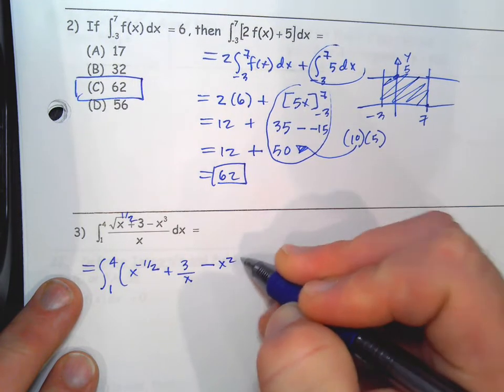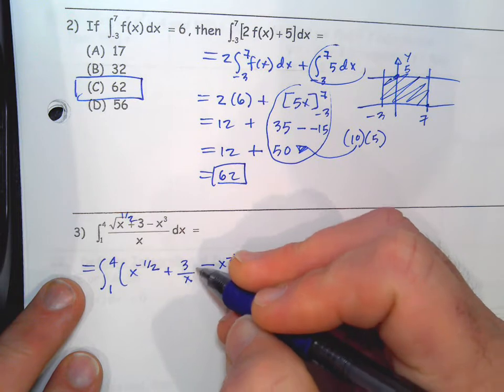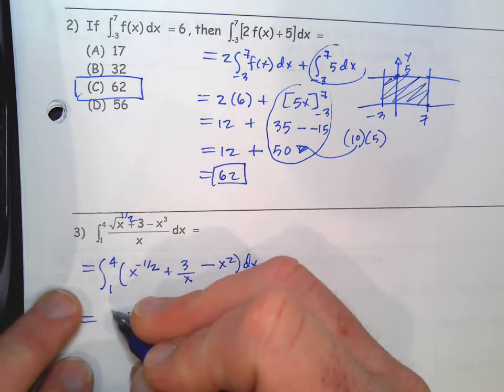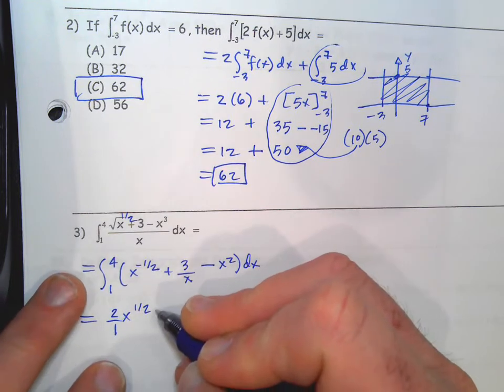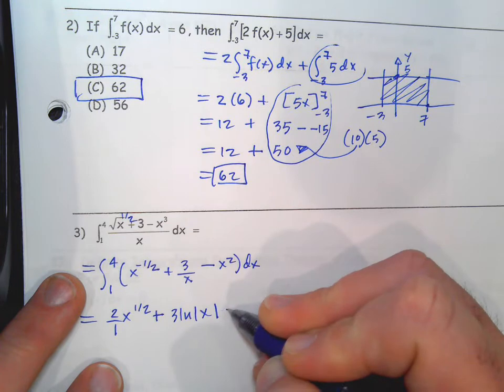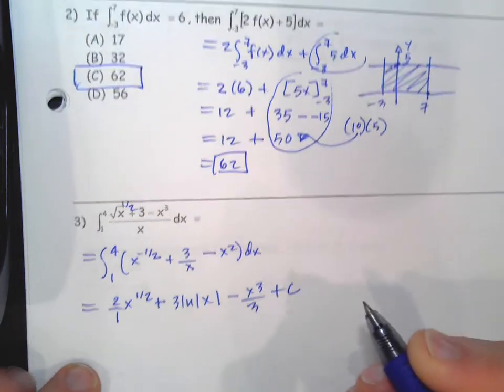This is going to be x squared. The reason I'm leaving this like this instead of writing it as x to the -1 is because it's not a power rule. This is natural log. So the first one's power rule: bump it up 1, divide by the new exponent, multiply by the reciprocal. Natural log of the absolute value of x, you need the absolute values, x cubed over 3, plus c, of course.